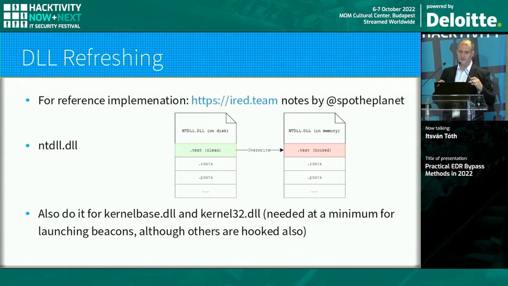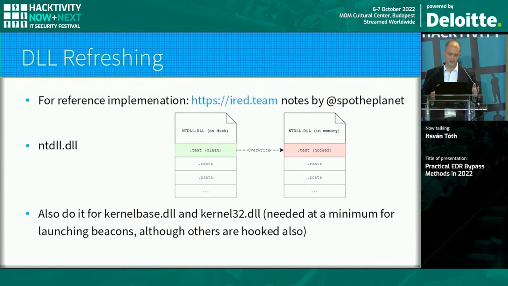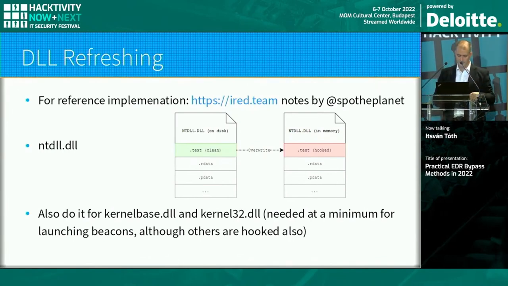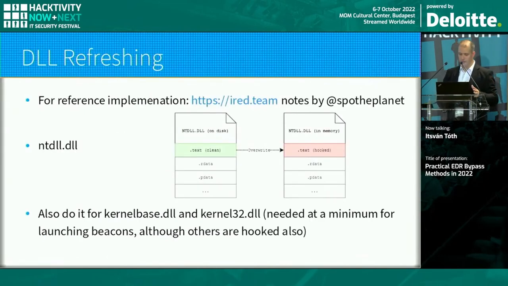So hooking ntdll by the EDRs is very important because it is the last one before the kernel layer. But I found that most EDRs have a lot of hooking in other DLLs. Also, if I included the unhooking or the refreshing process for kernelbase.dll and kernel32.dll, it was enough to bypass a lot of things. Okay, so this was DLL refreshing.